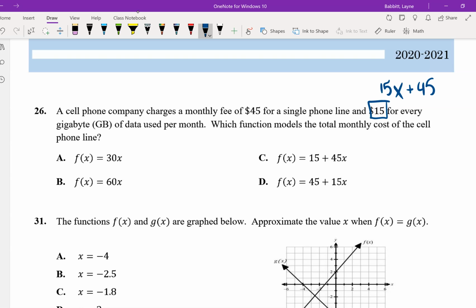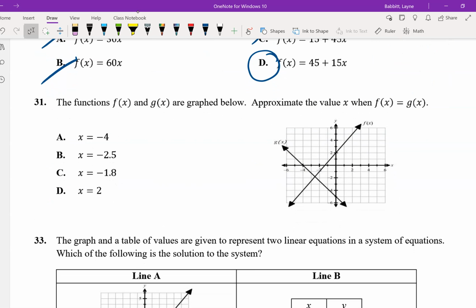So this is going to be my function, except obviously I should have f of x written in front of it. I can't combine these because this has an x, this does not, so I'm going to leave them separate. This one isn't right because the x should be on the 15, not the 45.